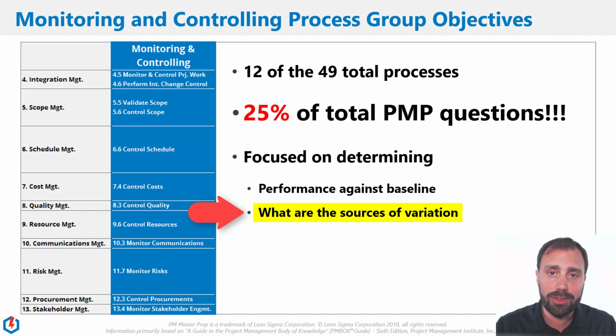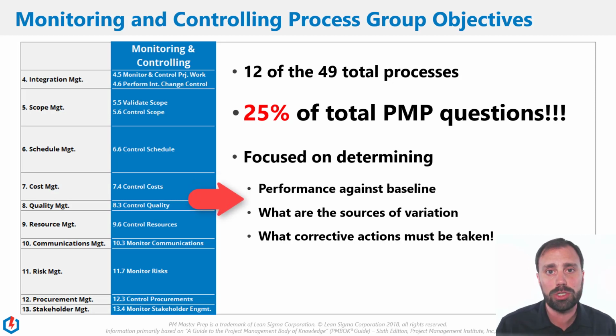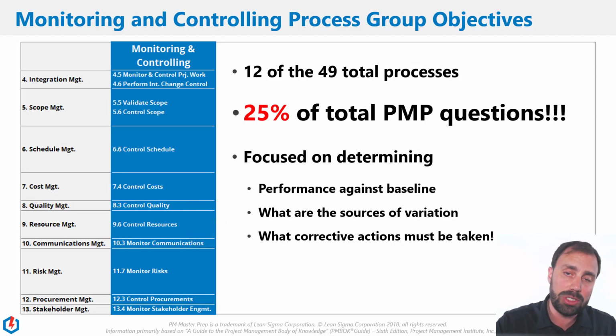And we want to understand those reasons why, and we're going to do that in each one of these processes, so that we can develop corrective actions that we must take in order to get us back to baseline, okay? So that's the whole purpose of this. What's our performance against baseline? What are the sources of variation? And what corrective actions are we going to take? And each one of these processes plays a role in determining those. So as we go deeper, I'm going to walk you through each individual process and how it plays in the game. So let's go deeper.